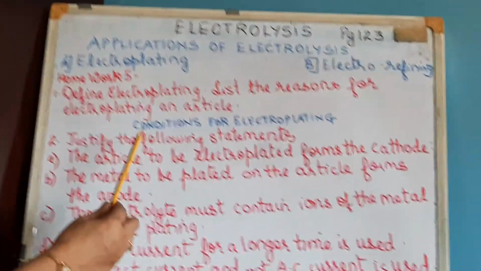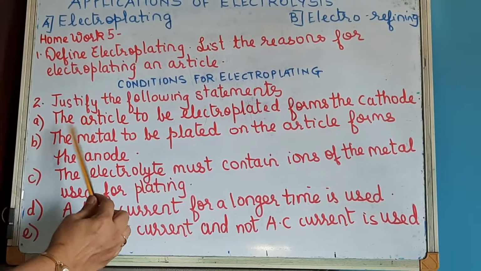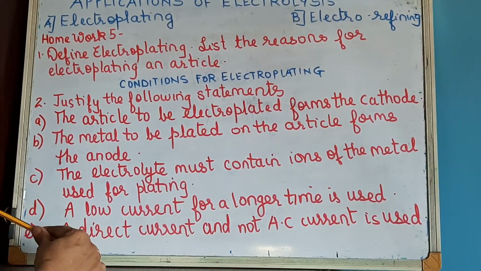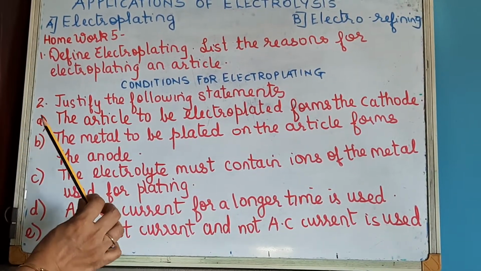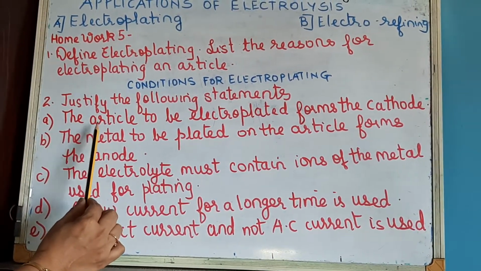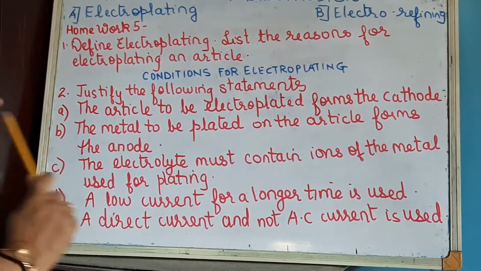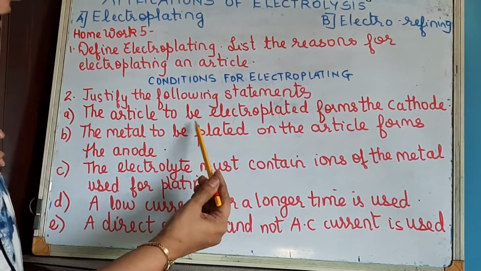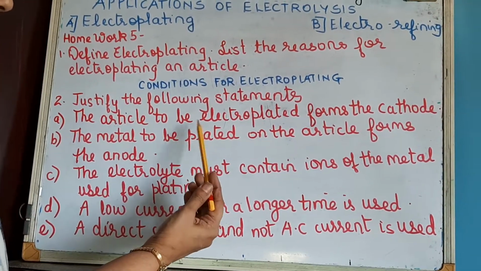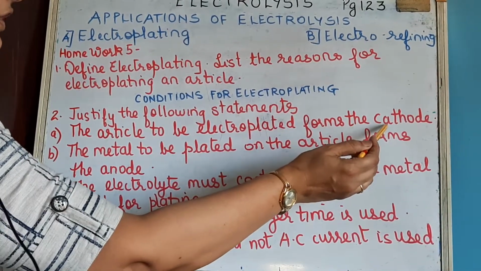The conditions for electroplating. Okay, now I will explain all these conditions, and these are generally asked in the form of give reasons. So I framed the questions in that manner only. So the first condition is the article to be electroplated forms the cathode. Whatever article you have to electroplate, it could be a pair of tongs or some keychain or some decorative article, that will always form the cathode.